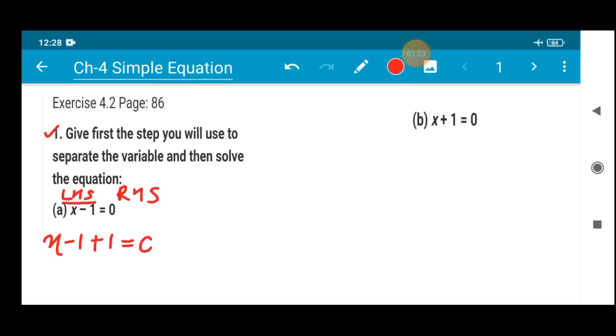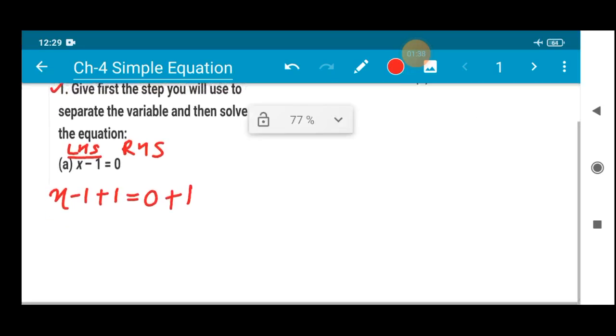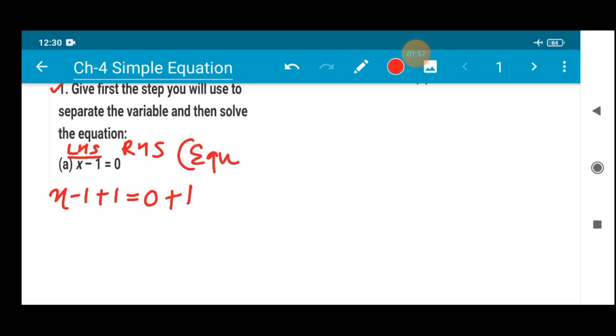So if you are adding 1 on the LHS, of course don't forget to add 1 on the right hand side also. In order to keep it equal, I have added 1 on both sides, the left hand side and the right hand side, right? This method of solving an equation is called equality. Equality means whatever you add or subtract on the LHS must also be done on the right hand side. This is called the equality process, or step, or method.